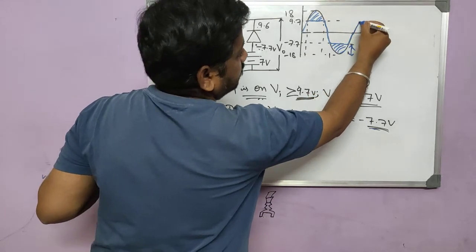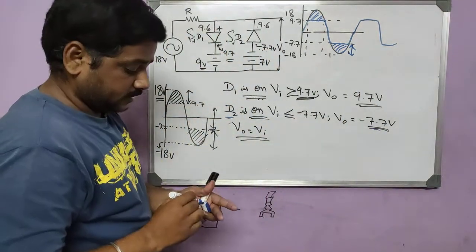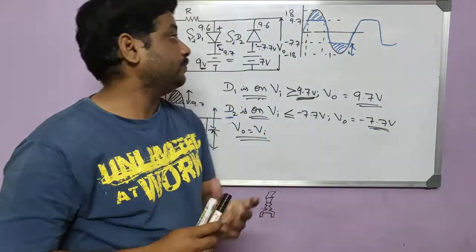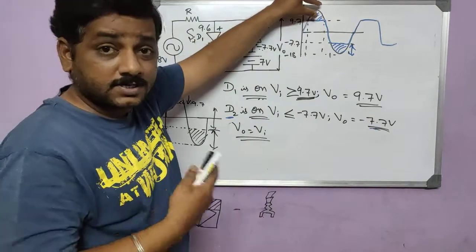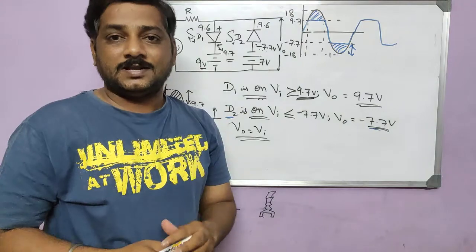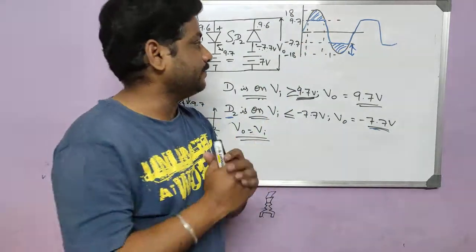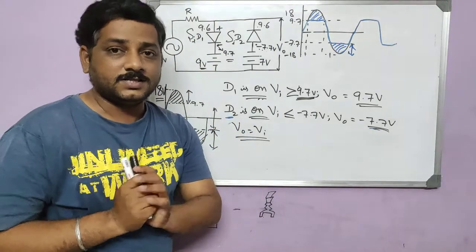So it will continue. You get it like this, right? So this is what the output will be. Positive portion is clipped, and negative portion is also clipped. That's the reason it is called two-way parallel clipper or double-ended parallel clipper. I hope it is clear how to get the waveform.